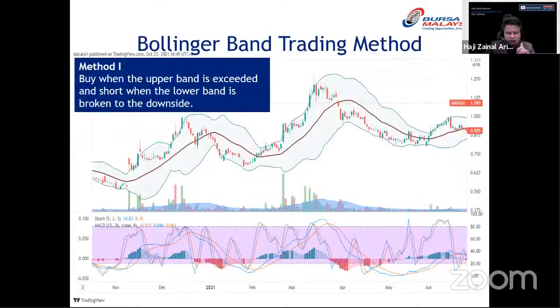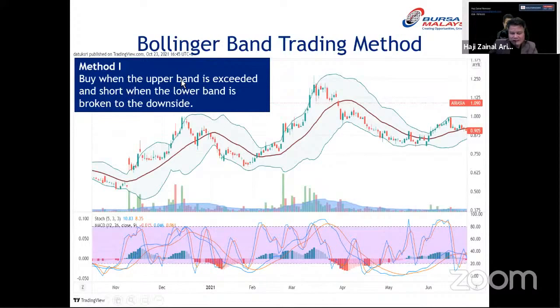Okay, method 1. Buy when the upper band is exceeded, and short when the lower band is broken to the downside. Of course, in Malaysia, you cannot short. This is if you are trading in equities and all that.